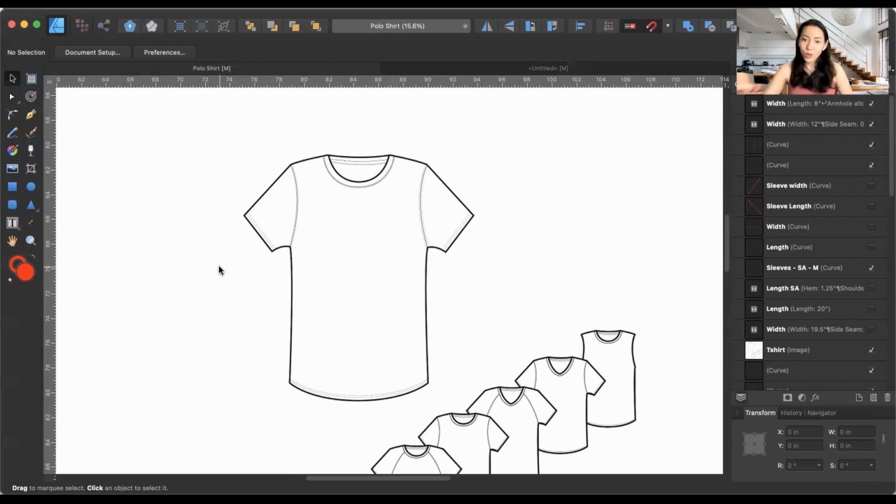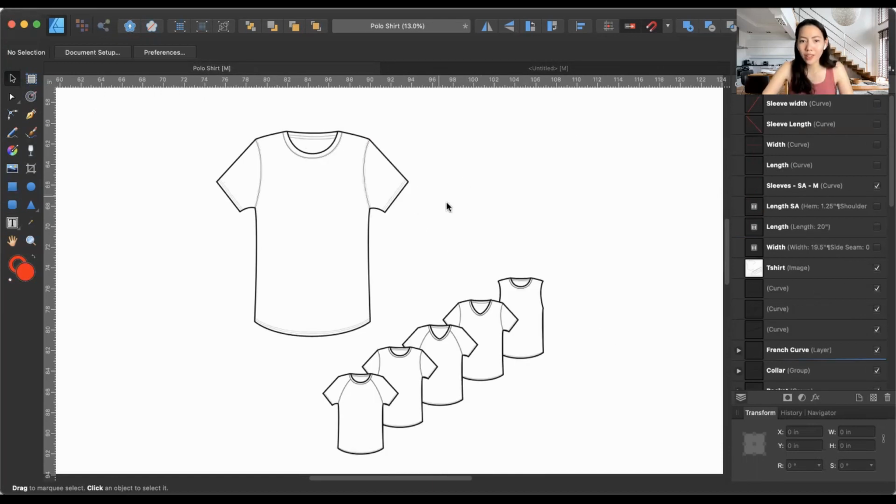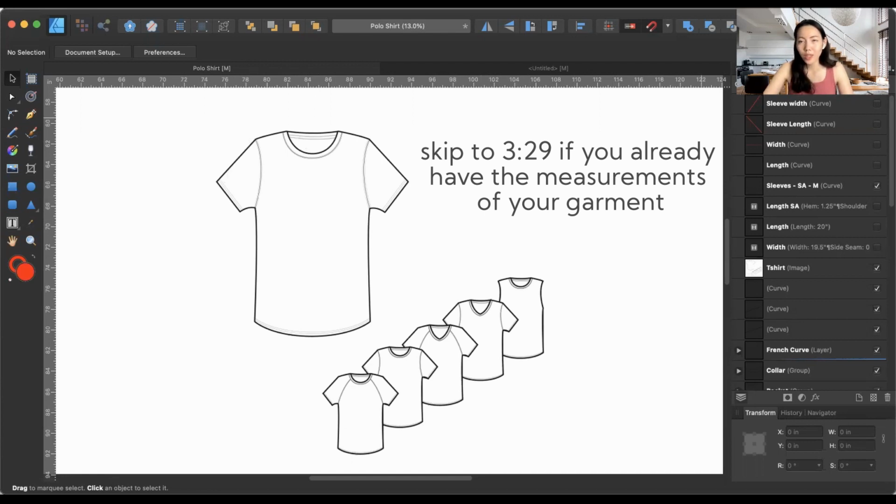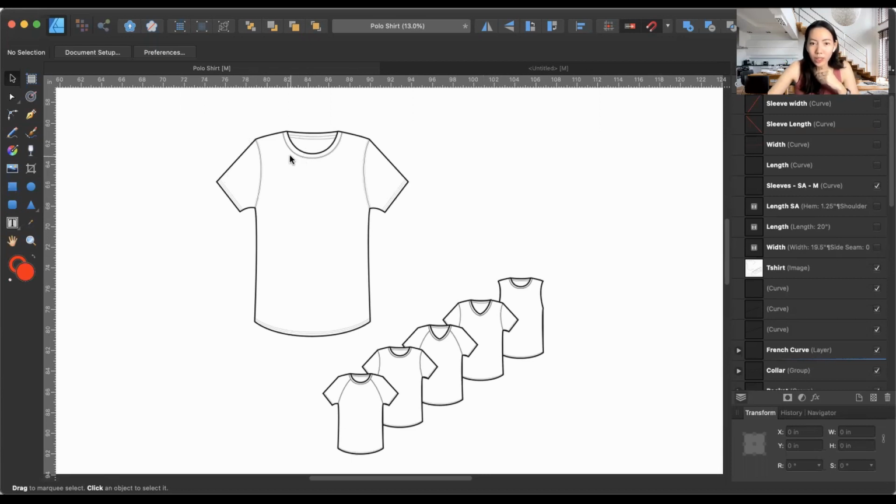So let's get on to the tutorial. Here we have a technical drawing of a t-shirt, which we will be measuring today. First of all, you're going to have to start with the different pieces. The biggest piece is obviously the bodice, and then you have your sleeves over here. To start off, you're going to measure the length of the bodice. You start here at the corner of the shoulder and the neckline, and you measure all the way down.